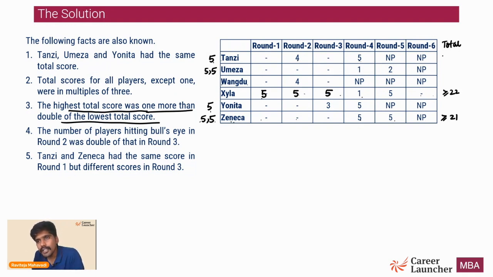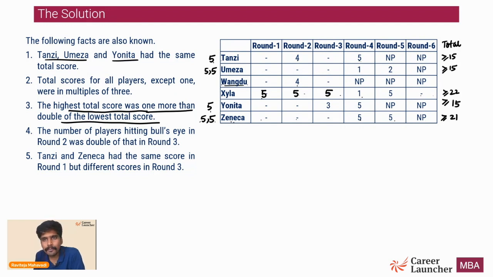14 plus 1, 15. So we can say T's score is greater than or equal to 15. Similarly, U's score will be exactly the same as T's score according to the first point, and Y will also have a score greater than or equal to 15.